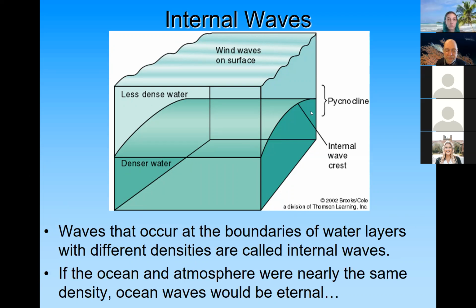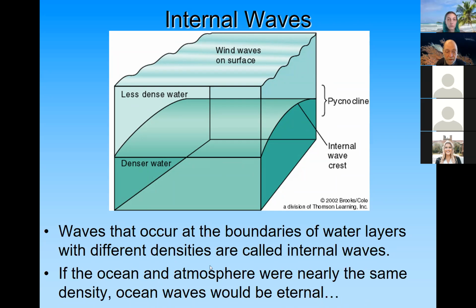And these waves have very, very long wavelengths. And they occur at the interface of water layers of different densities, and one of these density interfaces we call the pycnocline. And so internal waves can move through the pycnocline, and they typically have much longer wavelengths than surface wind waves.